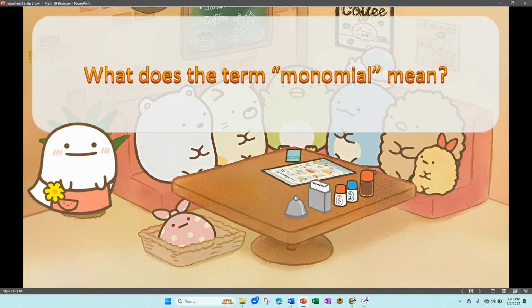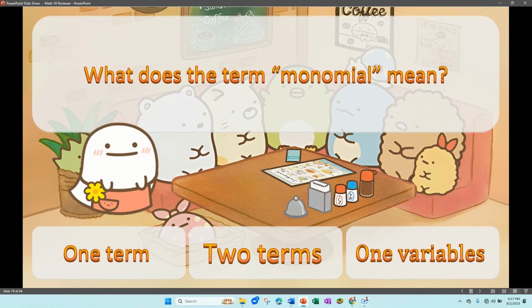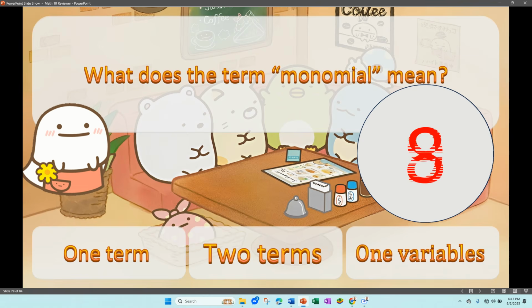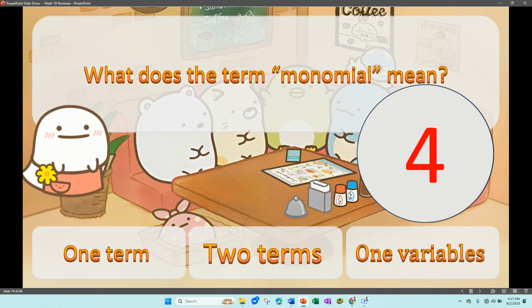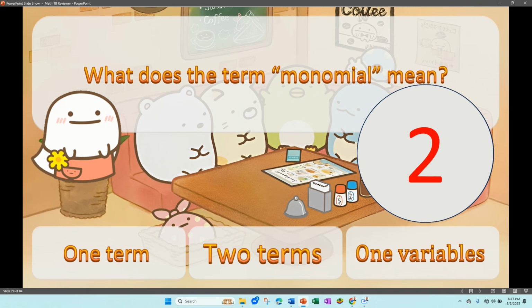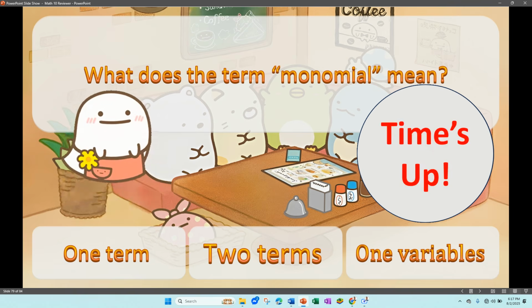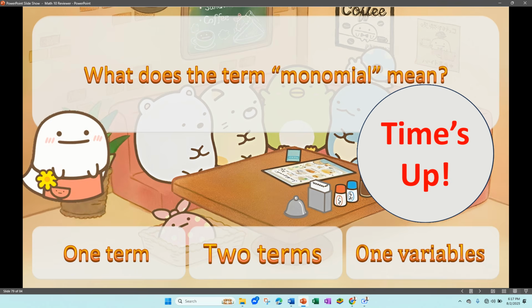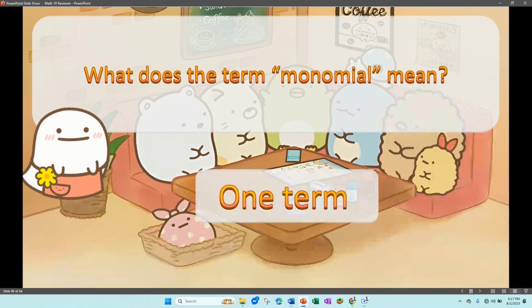What does the term monomial mean? One term, two terms, or one variable? 10 seconds, go. Time is up. So pag sinabi natin monomial, galing siya sa root word na nomial, which means term, and the prefix mono, meaning one. So the answer is one term.